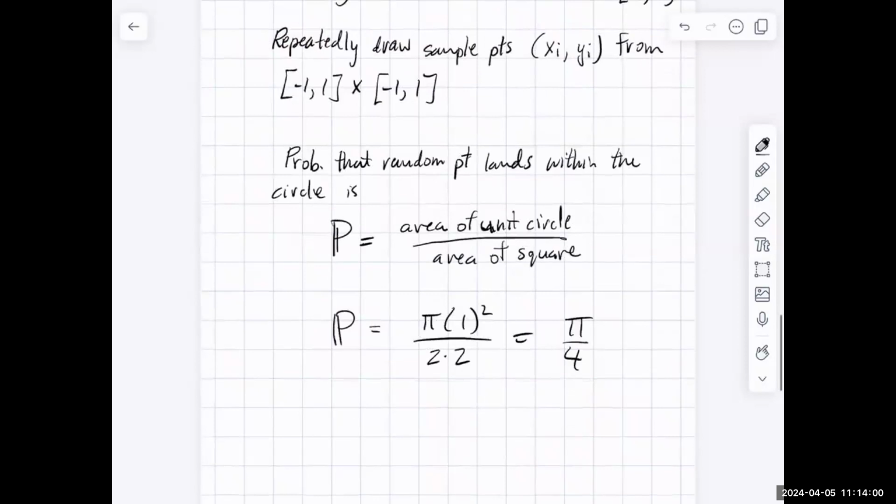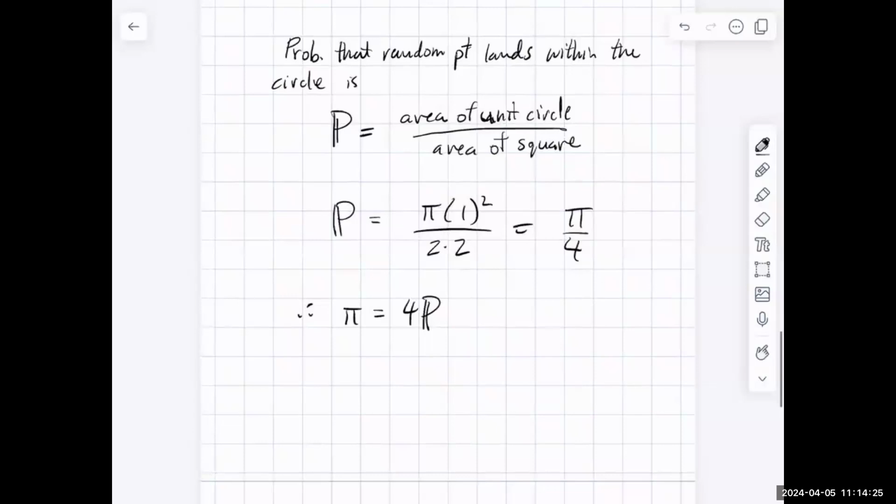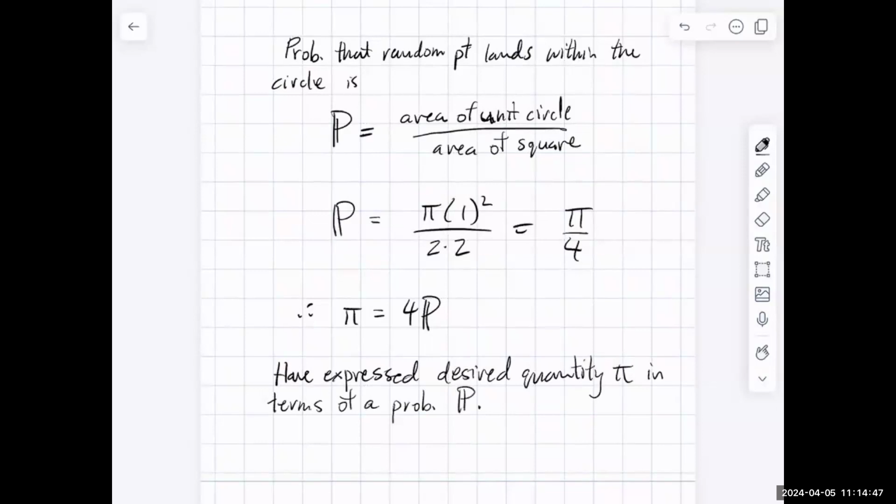Okay, and so therefore, if we're trying to determine pi, it's going to be equal to 4 times this probability. And really, what we're going to do is use the Monte Carlo simulation to estimate the value of this probability so that when we multiply it by 4, we can come up with our value of pi. So we have expressed our desired quantity pi in terms of a probability P. We're going to estimate the value of P using the Monte Carlo simulation.